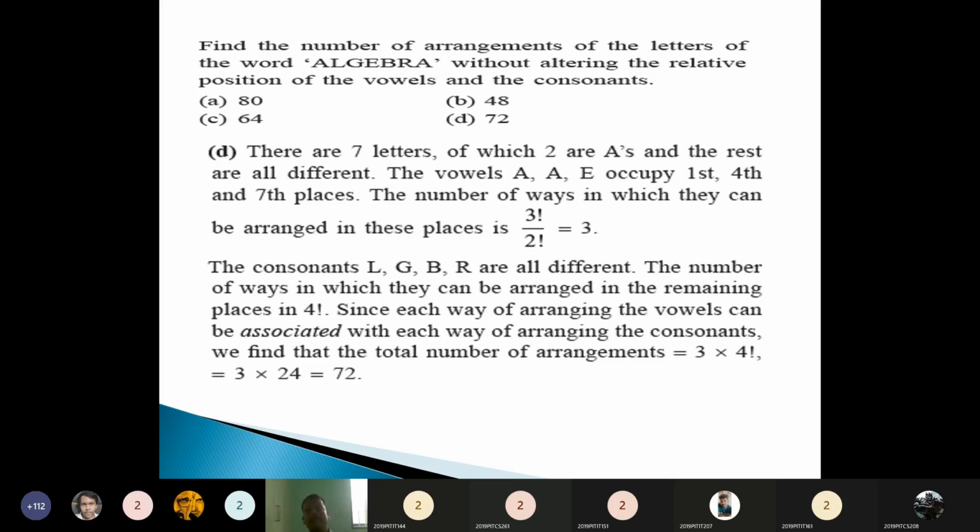That is for the second place, third place, then fifth and sixth place. The arrangement of the consonants also affects the calculation, I mean the permutation will change. That's why we multiply the vowels' arrangement by the consonants' arrangement. Both we are multiplying, so that is 3 into 4 factorial, which equals 72. Any question?